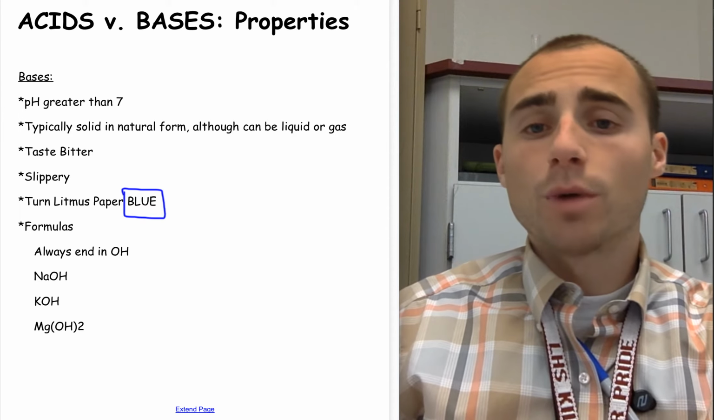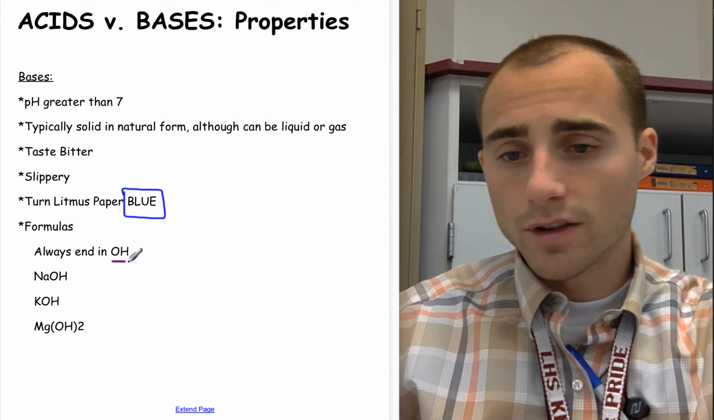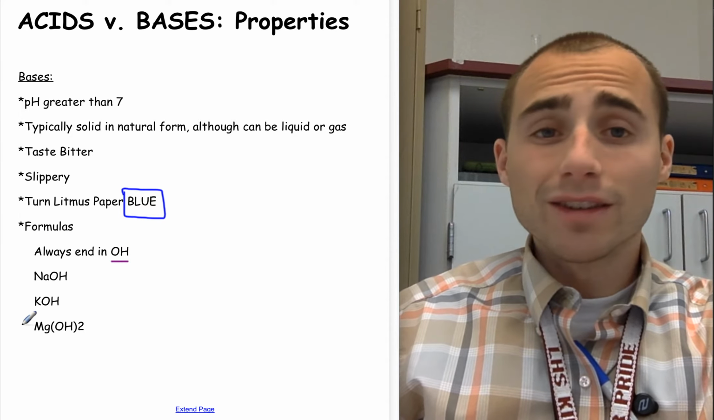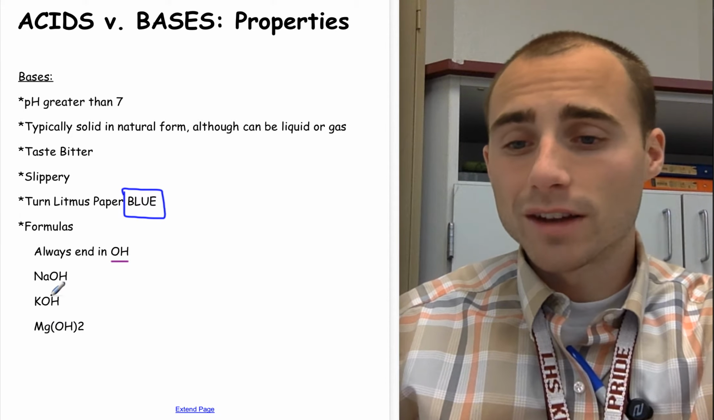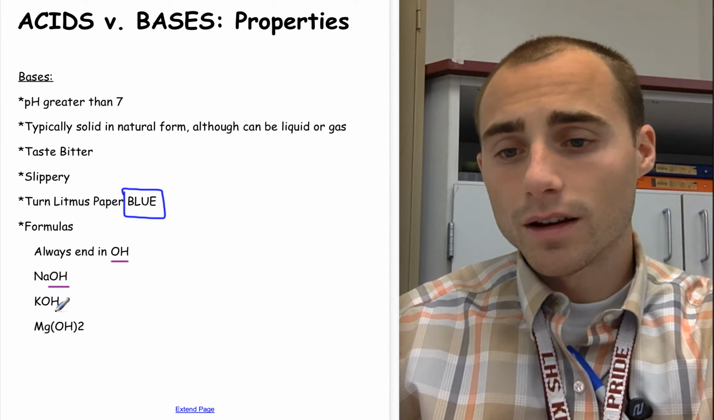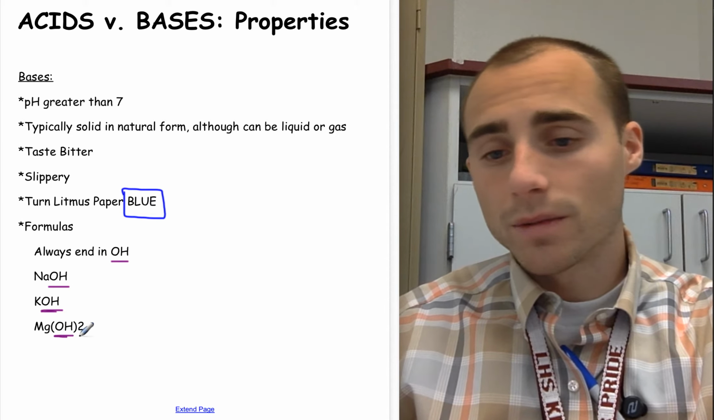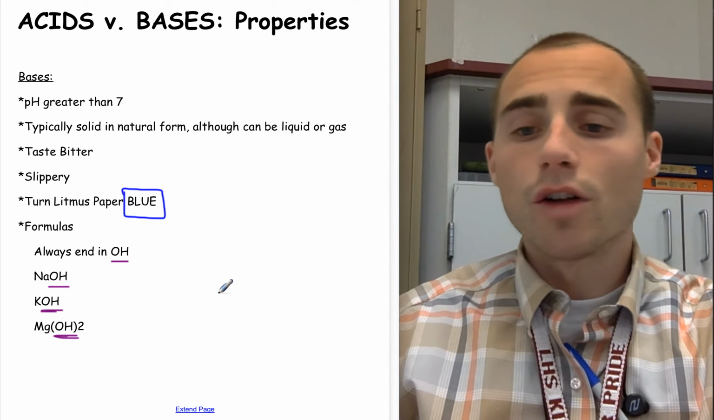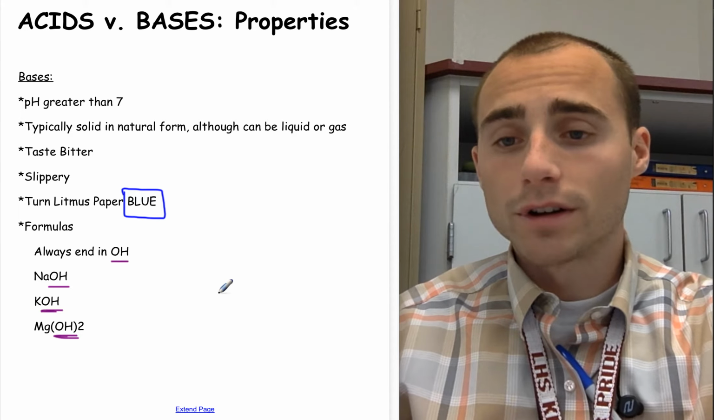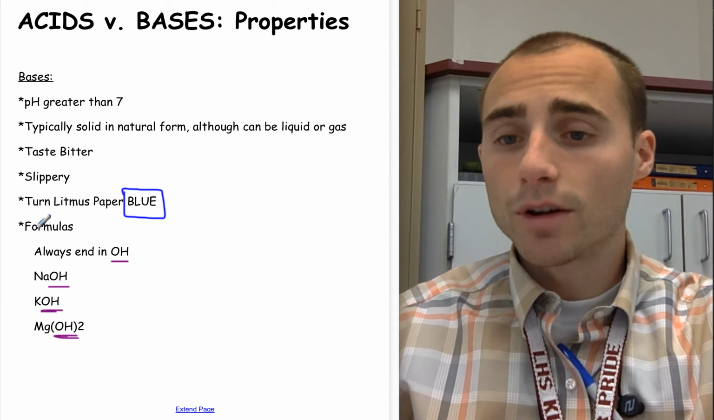Formulas. Formulas will always end in OH. So for bases, anytime you see a formula end in OH, that is going to be a base. So sodium hydroxide right there, potassium hydroxide right there, and magnesium hydroxide right there, all end in OH, therefore those are all bases. So that's how we are going to recognize it.